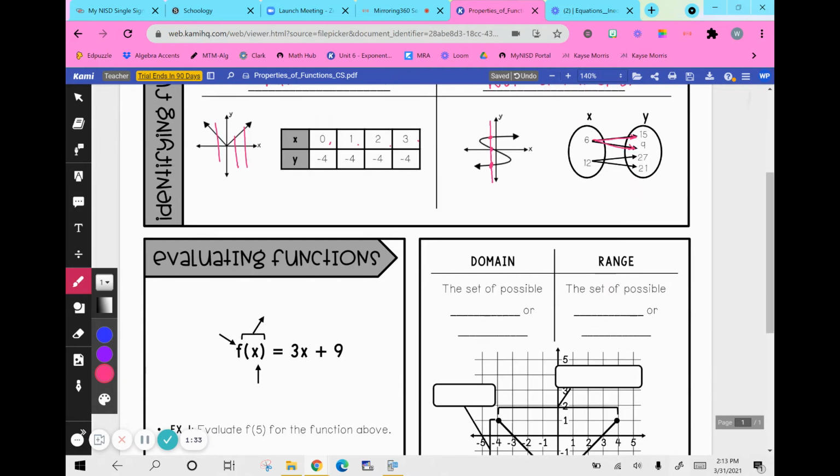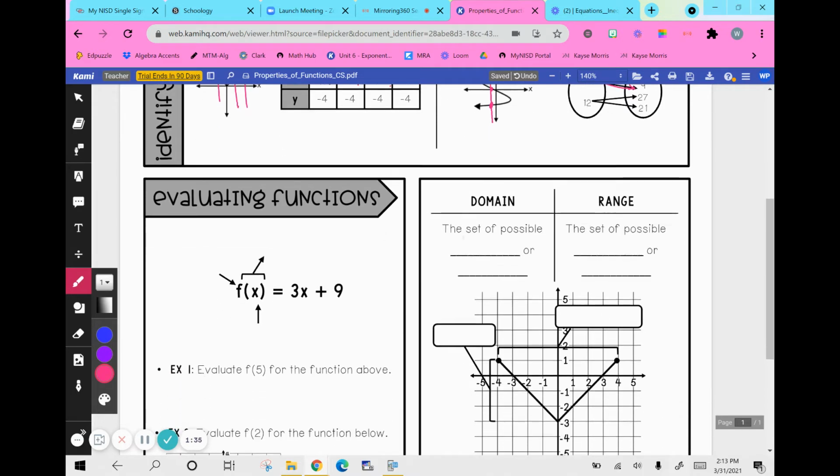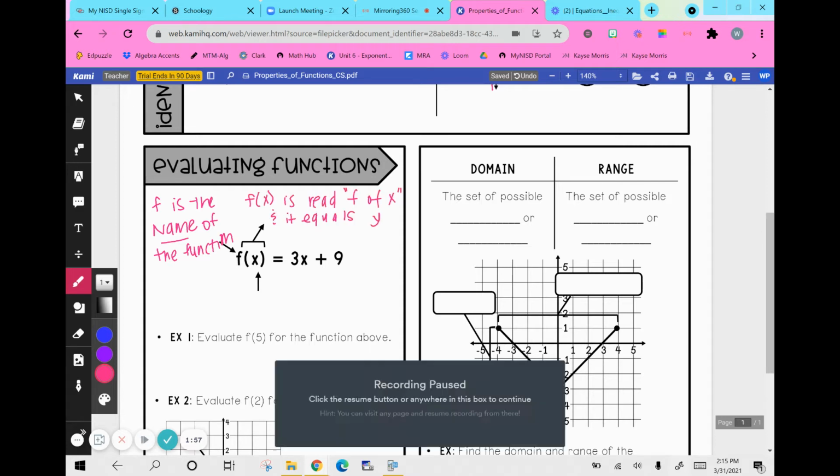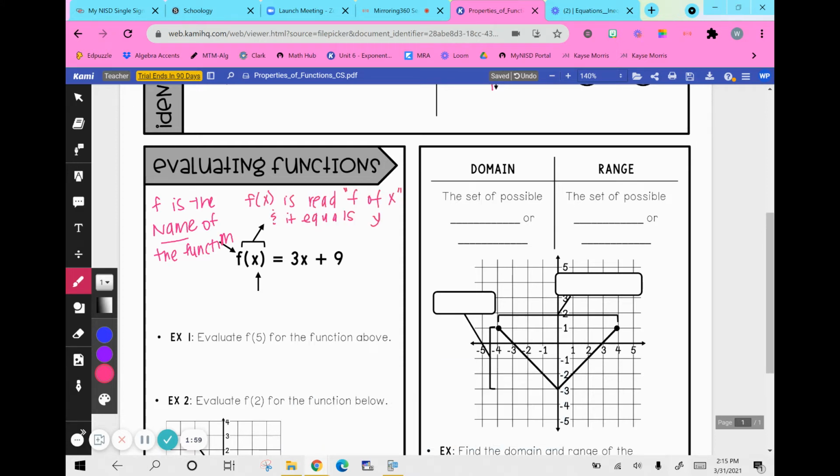Okay, so let's look here where it says evaluating functions. Evaluating is when you plug in the value for X and solve for Y. So F is the name of the function. And then this whole piece right here is f of x. We read it f of x, okay? And it is equal to our y. And then this last piece down here where the arrow is pointing to the x is just the input value.